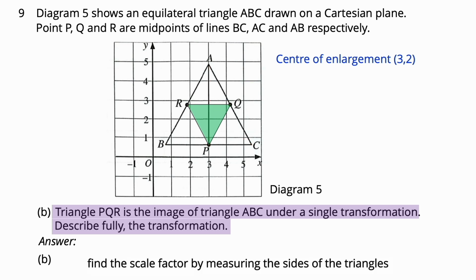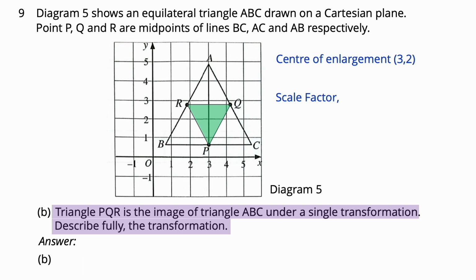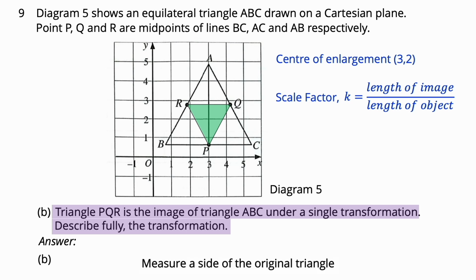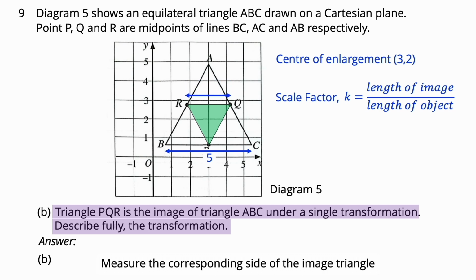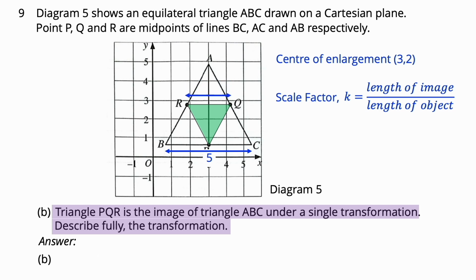Then, find the scale factor by measuring the sides of the triangles. The formula of scale factor k is the length of image divided by the length of object. Measure a side of the original triangle. BC is 5 units. Measure the corresponding side of the image triangle. RQ is 2.5 units. The scale factor equals 2.5 over 5.